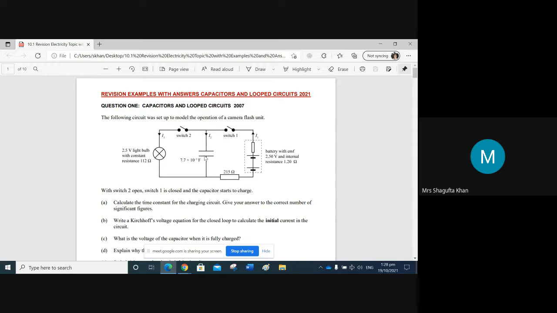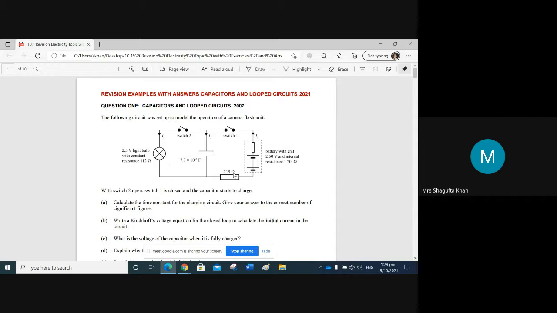Now, this capacitor is fully charged. This switch can be opened and then this switch can be closed. Remember this was the positive, so that will be the positive of the battery. Now current will flow in this direction. So when this switch is closed, this lamp will flash, and once all the charge is gone, the lamp will go out.